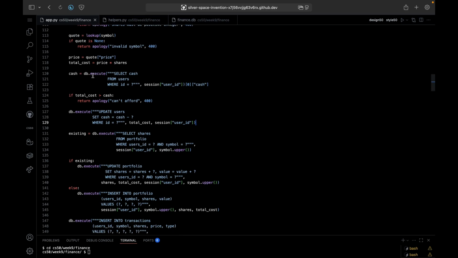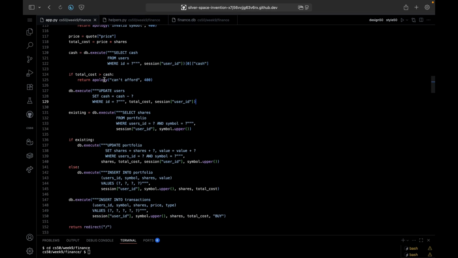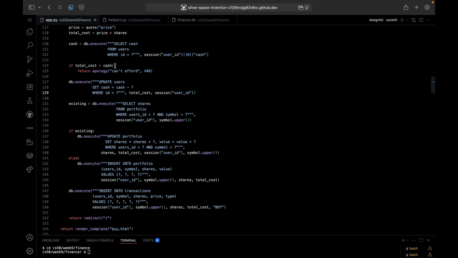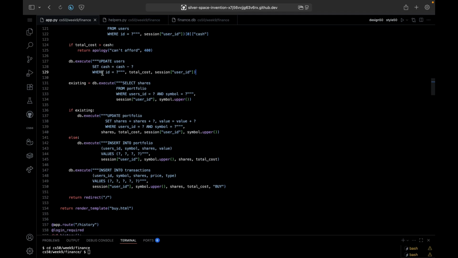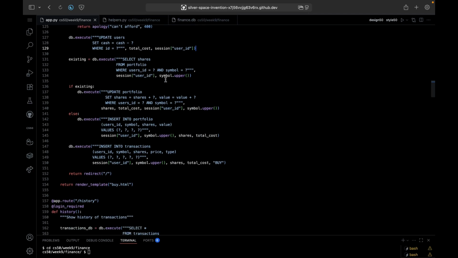And in order to determine whether the user can afford the total cost of the shares, we query their cash from the database, from SQL, and if the user's total cost is greater than their cash, we tell the user that they cannot afford these number of shares. But if it's not, then we subtract from their cash the total cost of the shares. And we update the SQL database according to their new purchase.